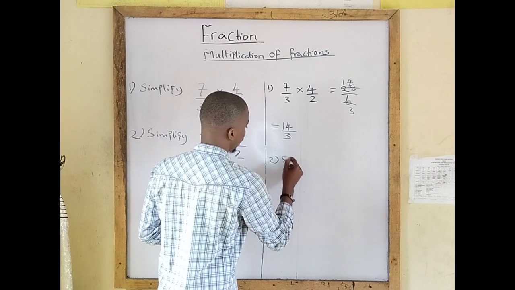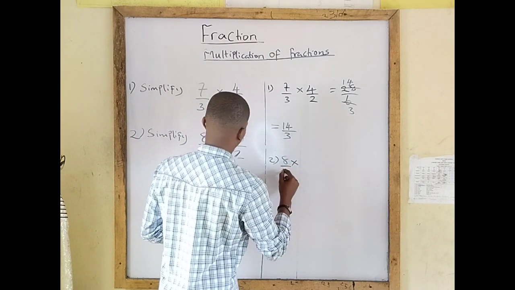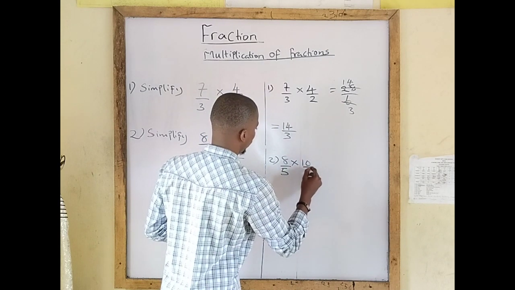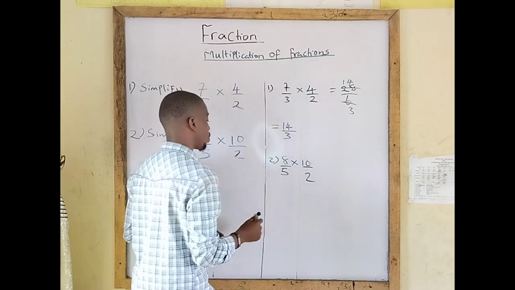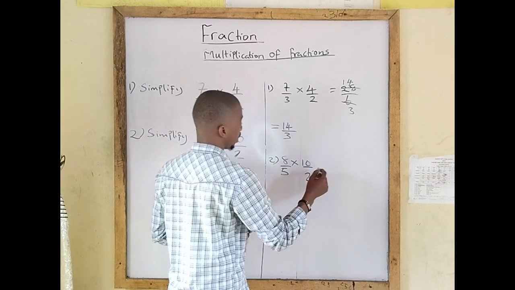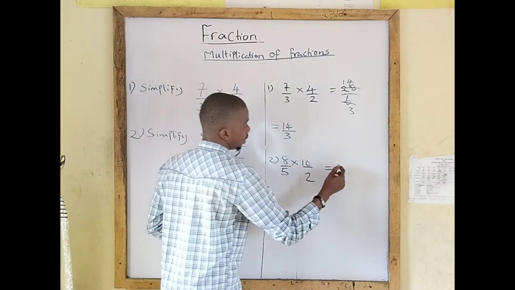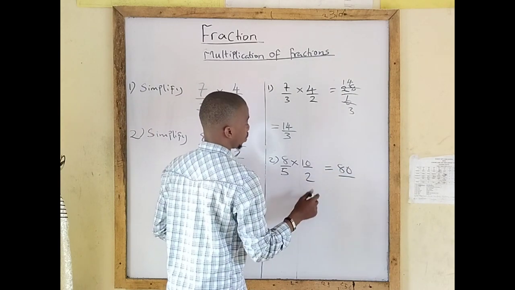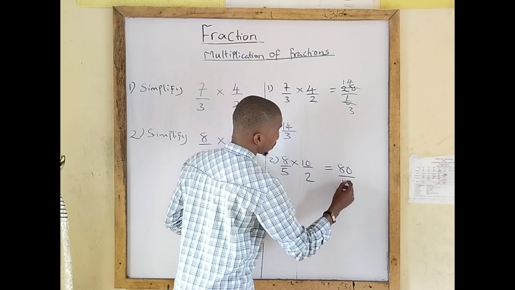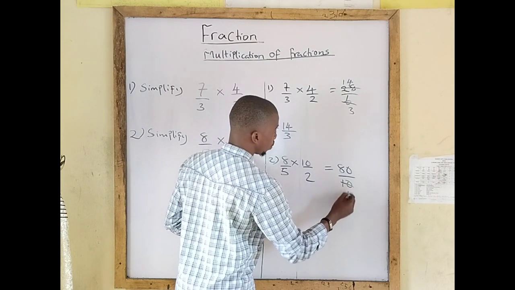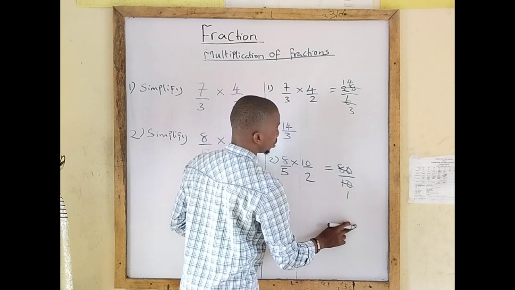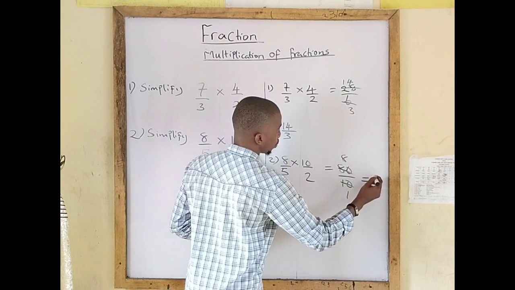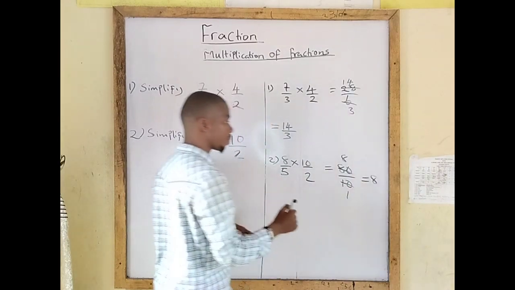Okay, and we have here 8 all over 5 times 10 all over 2. If we multiply 8 times 10, we have 80, and 5 times 2, we have 10. And 10 cancels itself, 1, and goes into 80 8 times. So this is equal to 8.